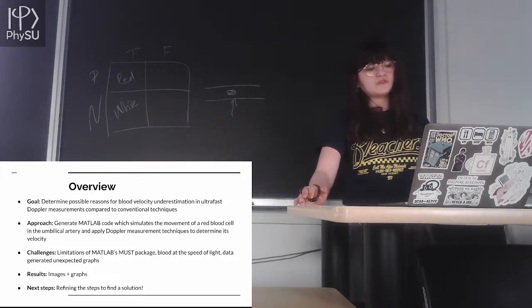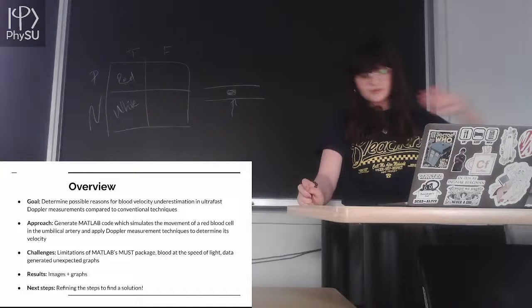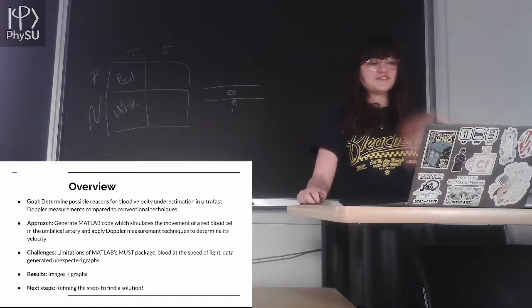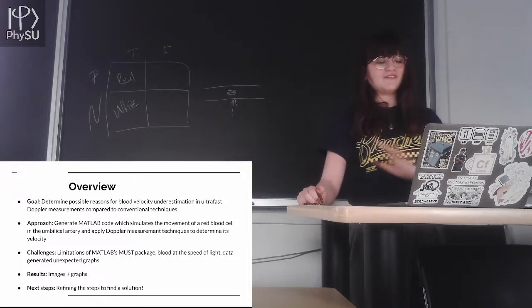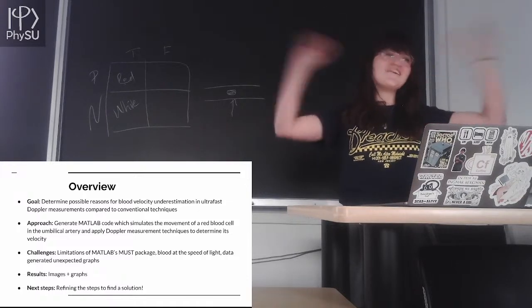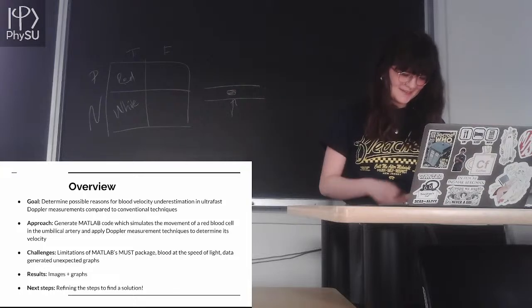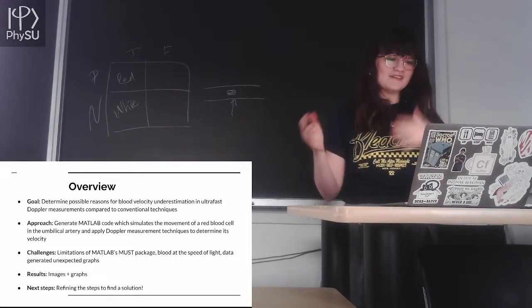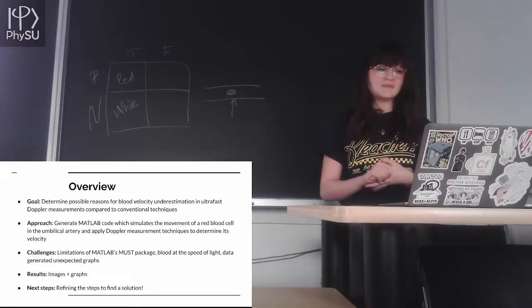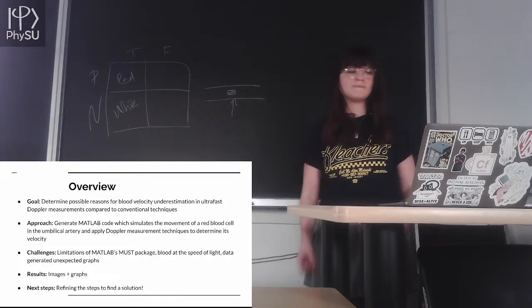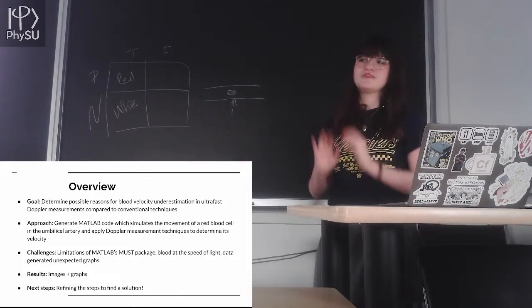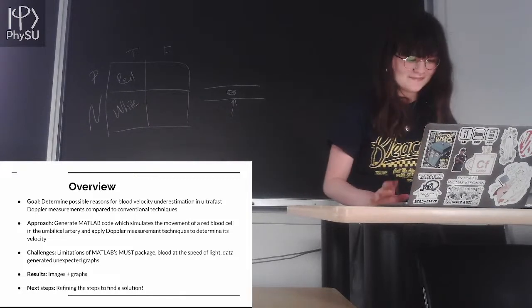Challenges in this project were limitations of MATLAB's MUST package. Actually, the number one issue in medical biophysics is that absolutely nothing works. The other issue, which is really funny, and I will come back to it a lot, is that eventually this started predicting that blood moves at the speed of light, which was wildly obviously incorrect. And also that the data would just generate graphs. Because we invented this data, this is not real data, it just generated graphs that look wrong. So essentially this progress yielded, let's go with almost absolutely nothing, but the approach is still interesting to discuss.